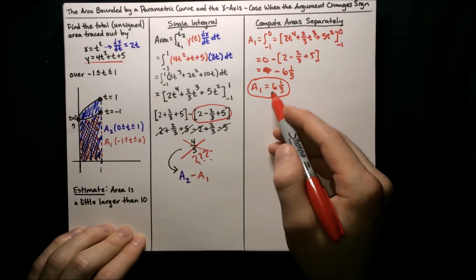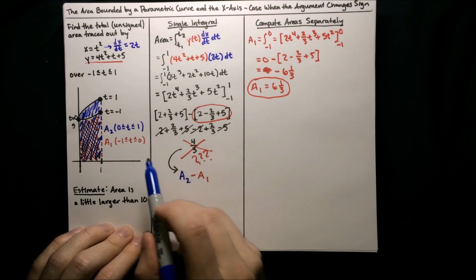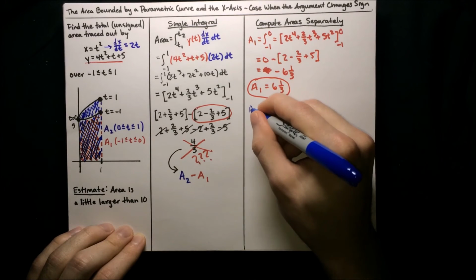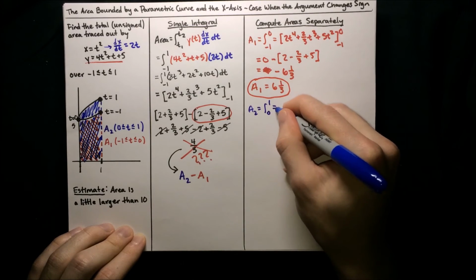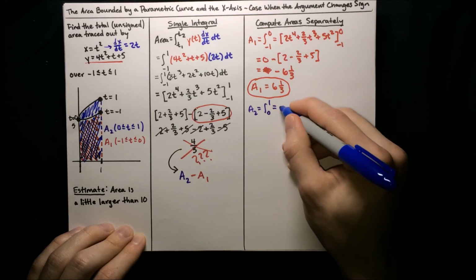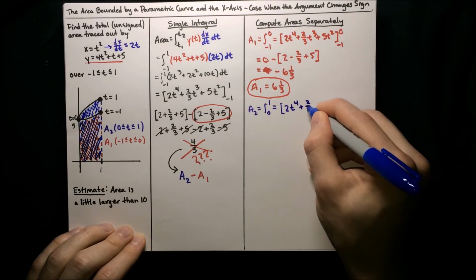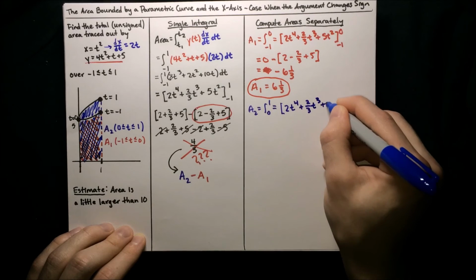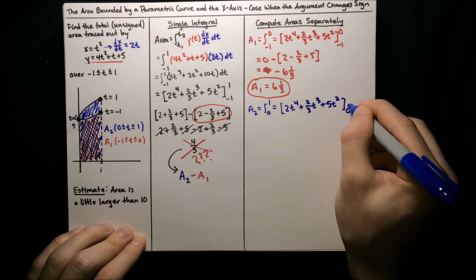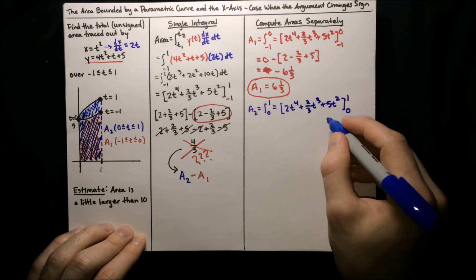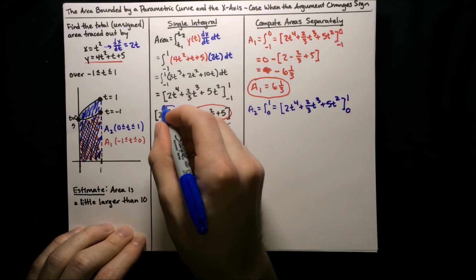Okay, now let's do the same thing to find area 2. So area 2 is the integral from 0 to 1. And we've already done the integral computation, so we're just going to proceed like we did before. That's 2t to the 4th plus 2/3 t cubed plus 5t squared. Evaluated at lower bound is 0 this time, top bound is 1. So this is just everything evaluated at 1. We already did that over here.